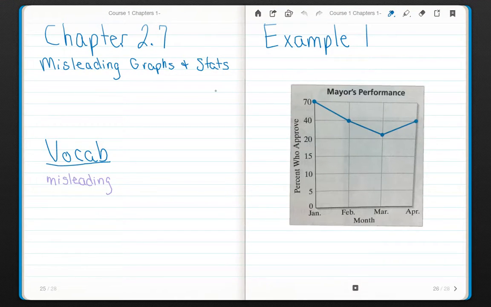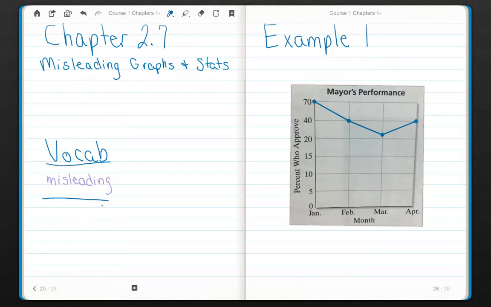Chapter 2.7, Misleading Graphs and Statistics. For your vocab today, I want you to look up the word misleading. Misleading is not in your book. You're going to need to use a dictionary, but I really want you to understand what the term misleading means.